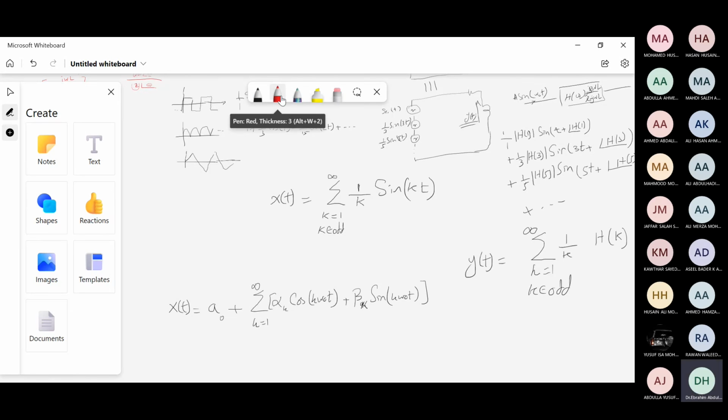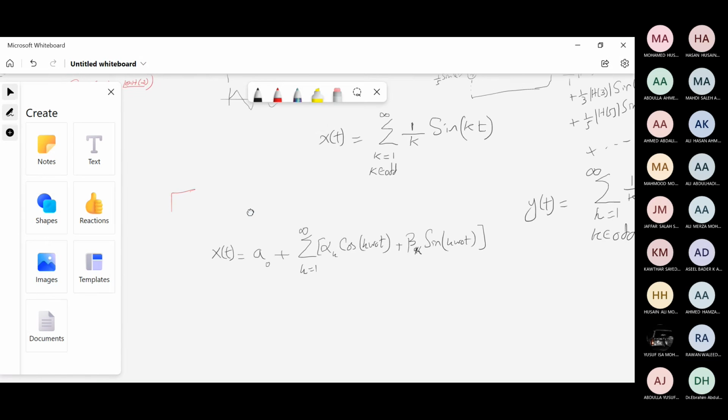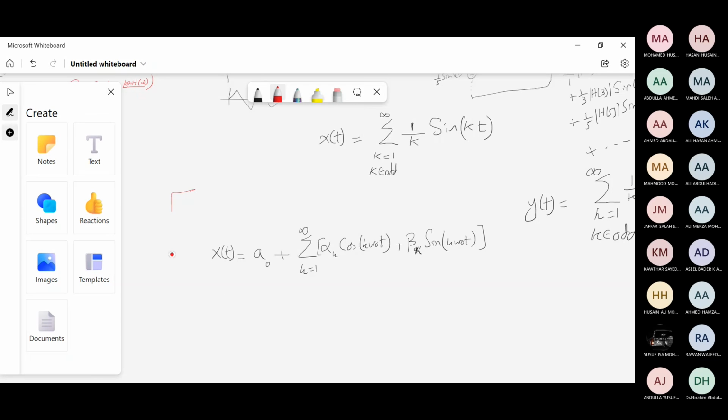Okay. All this we call Fourier series. So changing a periodic signal, any periodic signal, to a weighted sum of sines with different frequencies can be done by using something we call Fourier series.